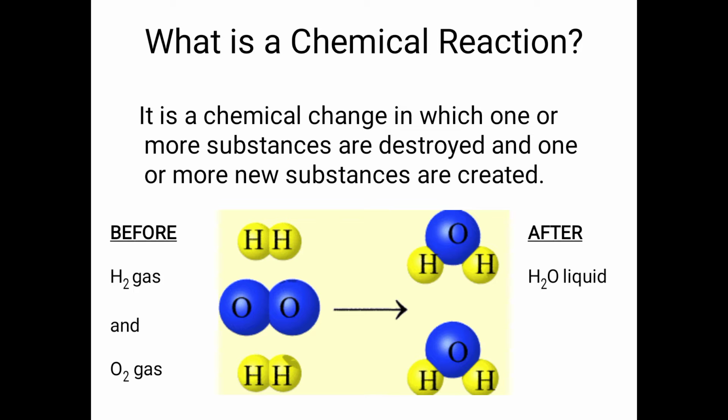As you can see in this picture, what is the situation before? Hydrogen gas molecules and oxygen gas molecules exist separately, and then after they combine to form water molecules. Previously they were in a gaseous state and then they formed a liquid.